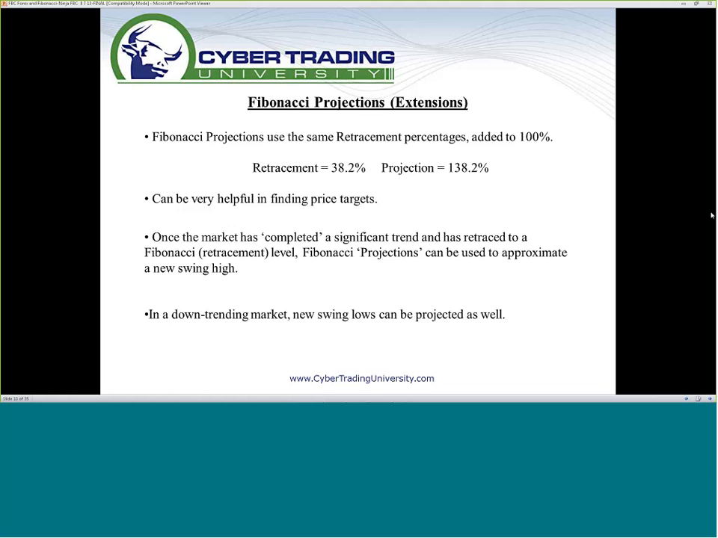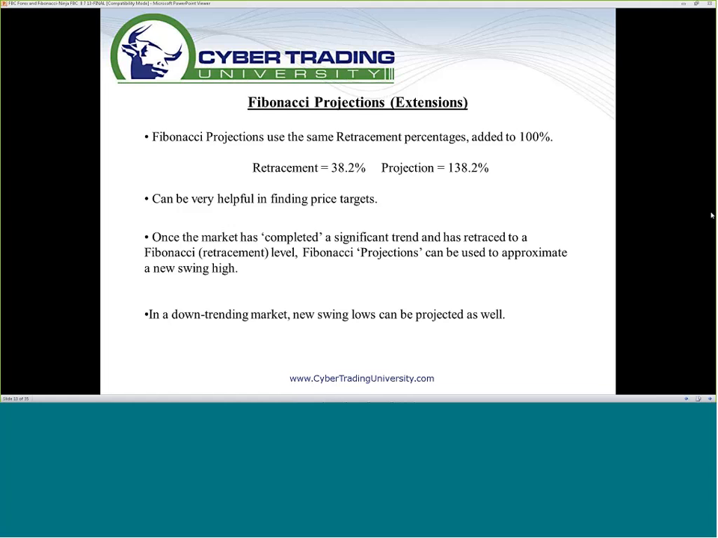where the market's most likely to find new resistance. You see, the projections are used to find price targets. While the retracements tell us when to buy in an uptrend, the projections tell us when to take profits. It tells us both sides of the trade. In the example of a 38.2% Fibonacci level, the retracement is a 38.2% retracement from the high down. A projection is we add 38.2% to the top.